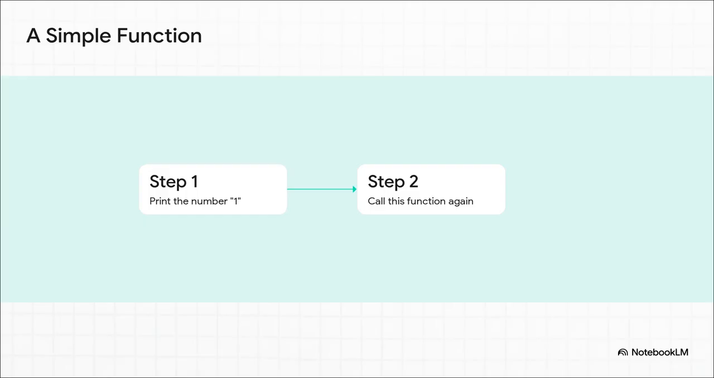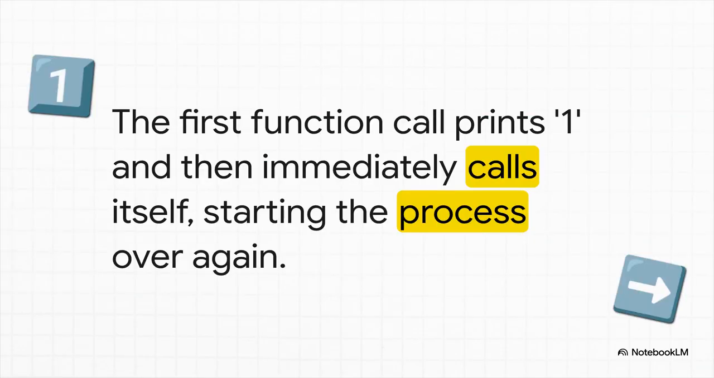All right, let's walk through a super simple example. Imagine a function that does just two things. Step 1, it prints the number 1. Step 2, it calls itself. That's all. So let's hit run and see what happens. Okay, so the first call kicks off. It does its job, prints 1, and then it gets to step 2. It calls itself, and boom, we're right back at the beginning of the same function.